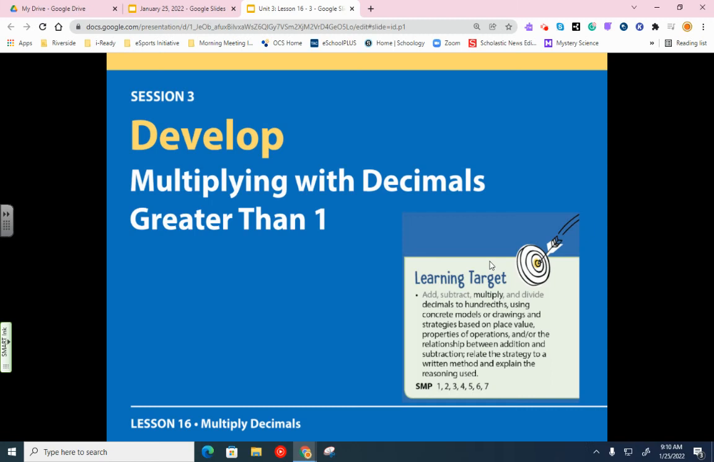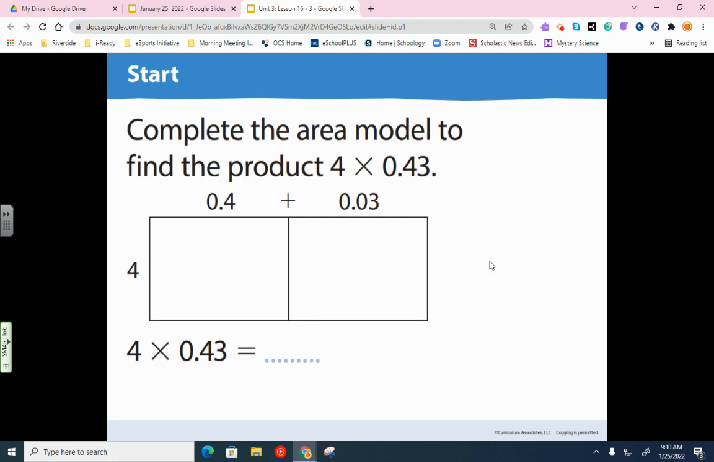All right, so we're moving on to multiplying with decimals, except for now, we're dealing with decimals that are greater than 1. And we'll talk about how that's going to affect what our product is or our answer. But first, let's do a warm-up, and let's review some multiplying by whole numbers.